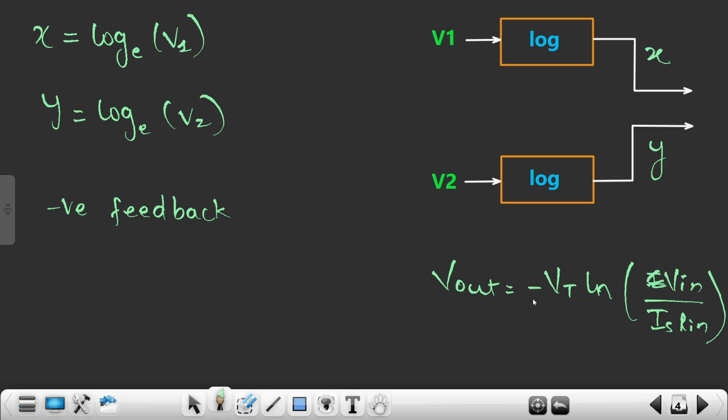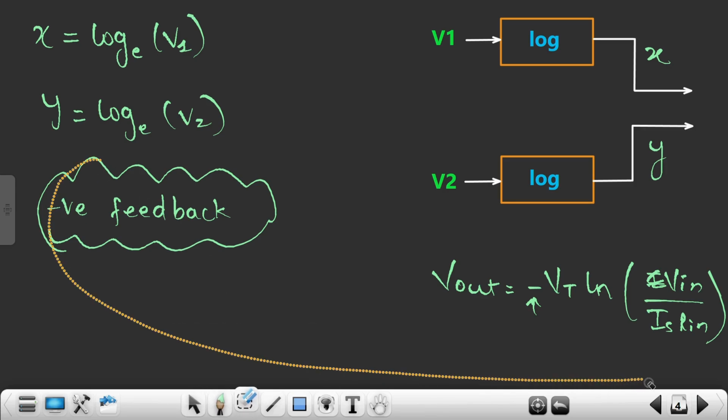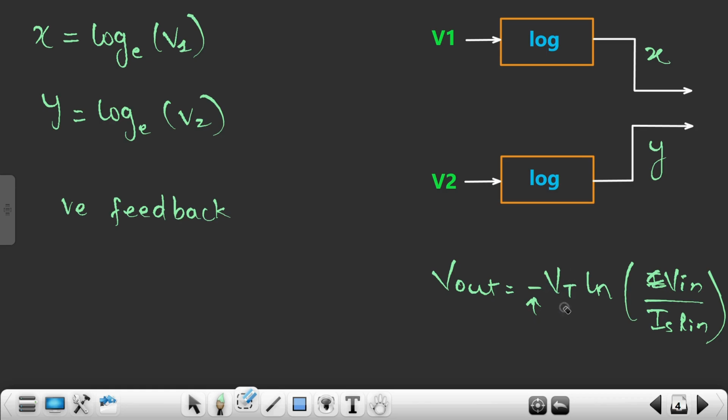But see, we are getting one negative sign over here. Why? Because we were trying to design the logarithmic amplifier with the help of negative feedback, and same thing we are doing over here. So instead of getting a positive sign over here, we will get a negative sign. And as of now I'm just neglecting all of these terms, that is Vt and Is and Rin. We are just focusing upon log and V in. We are just focusing upon the block diagram, right? So don't panic about why exactly I'm not writing these particular terms.